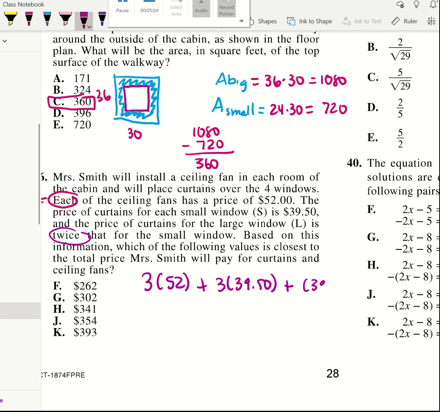I'm multiplying it by 2 not because there's 2 windows, but because it's twice the cost of one small window. At this point, I would use my calculator, and we would get a grand total of $353.50, which you might notice is not on there, but we want which of the following values is closest to this. So 354 is going to be our best answer.